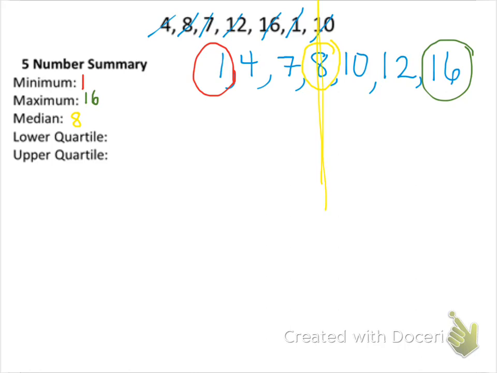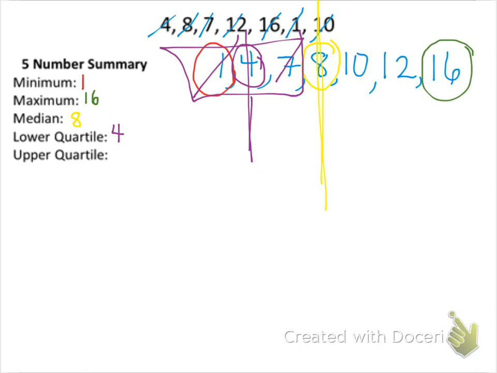So that means that I need to find the median of each half of our data. Do it in purple. So I need to find the median of this data right here. So again, I'm going to cross pairs out, and then the middle number I'm left with is 4. So the 4 divides our data into equal parts. So our lower quartile is going to be 4.